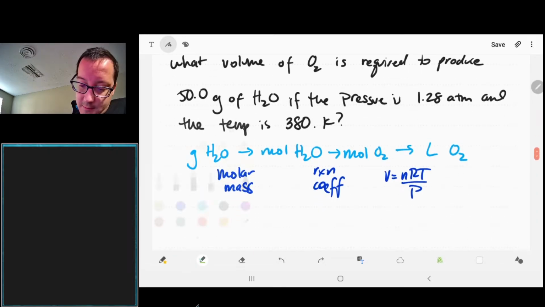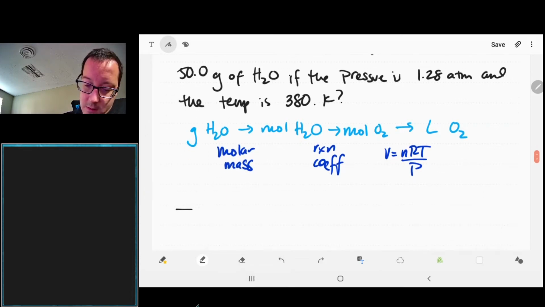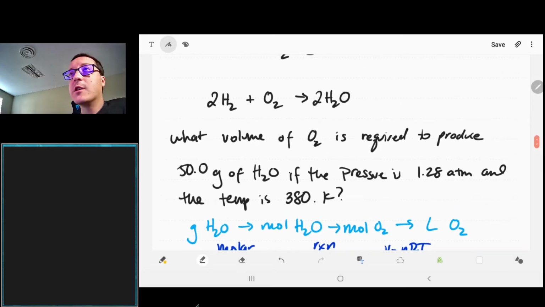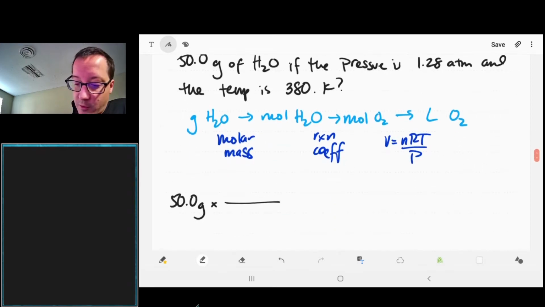All right, so looking at the problem, we have 50 grams of water. What some people will do is they will say, okay, well, we have 2 waters, so that means the molar mass is 36.04. That's never the case. Molar mass is going to be a constant.